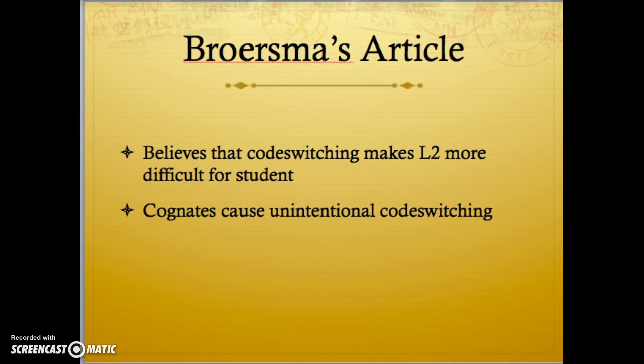And the last one I talked about was Mirjam Broersma's article, Triggered Code Switching Between Cognate Languages. And Broersma believes that code switching makes the L2 more difficult for the student because she says cognates cause unintentional code switching. So she's saying that in a sentence, when a student is writing in English and they use a cognate that is in Spanish, let's say, after they use that Spanish cognate, she's saying that they cannot differentiate and know that they need to continue writing in English after that. So she's saying once they start writing in Spanish and they use that Spanish cognate, they will keep writing in Spanish. I've never seen this happen. This is her belief, and this is the only negative article that I actually found.